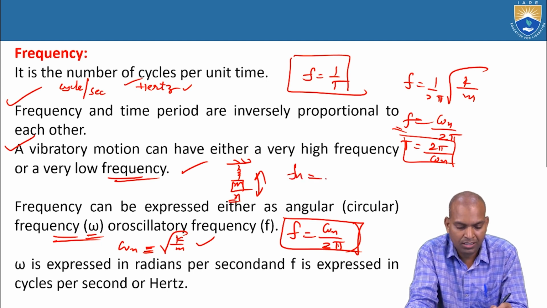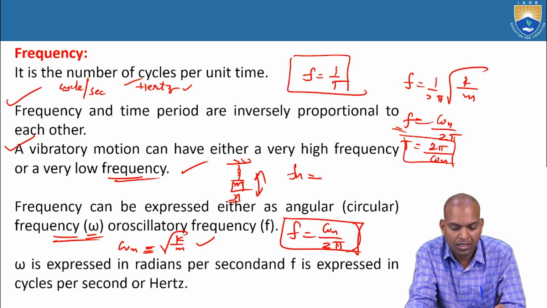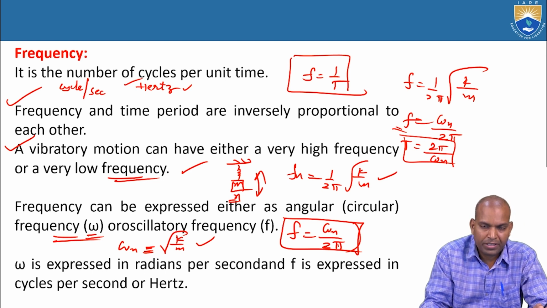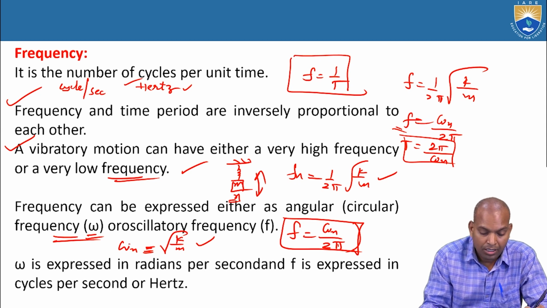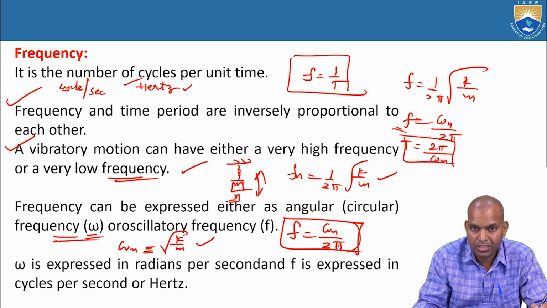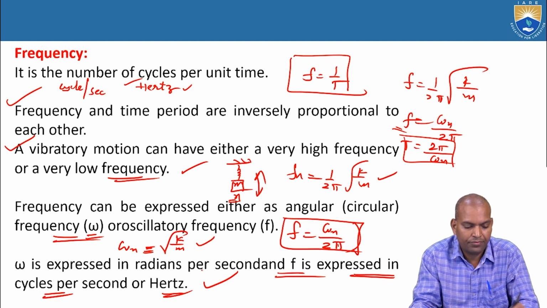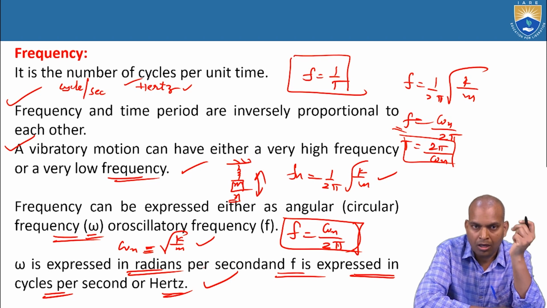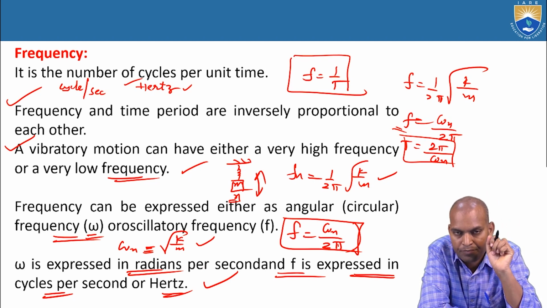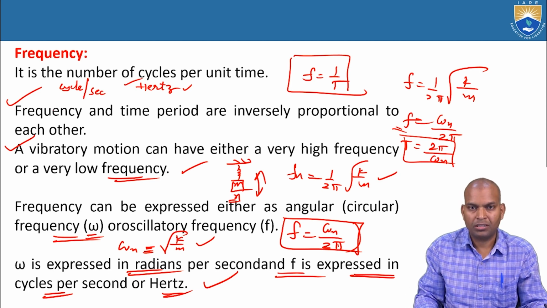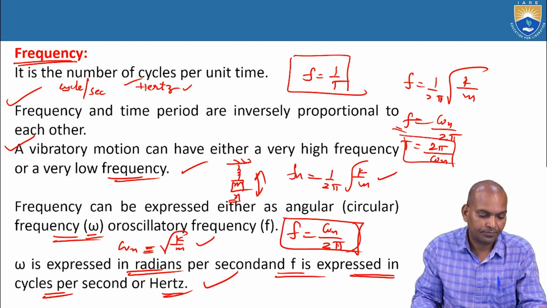What about how to measure this circular frequency? That is omega n by 2 pi, or 1 by 2 pi under square root of k by m. The unit for circular frequency or angular frequency is radians per second, whereas for oscillating frequency, it is cycles per second, or Hz. This is cycles per second for f. It's a very, very important difference. What is the difference between oscillating frequency and angular frequency? That is f equal to omega n by 2 pi, or omega n equal to 2 pi times f. So this is a brief description about the frequency.